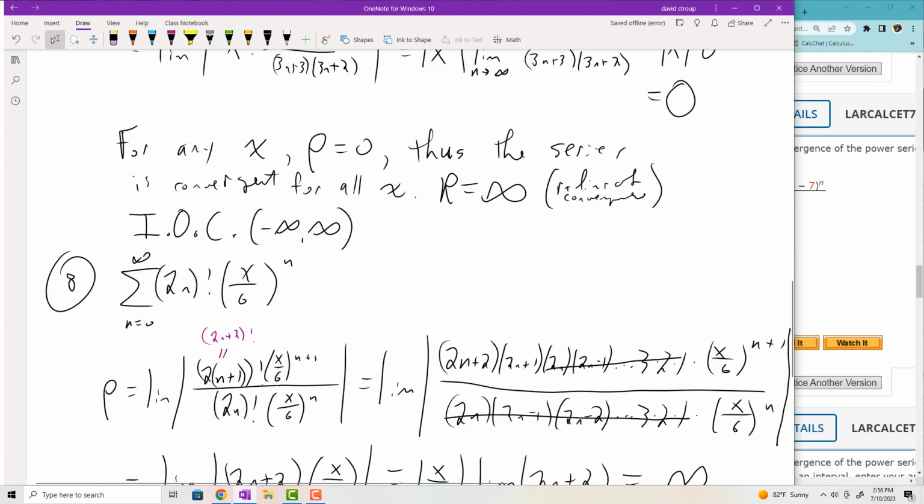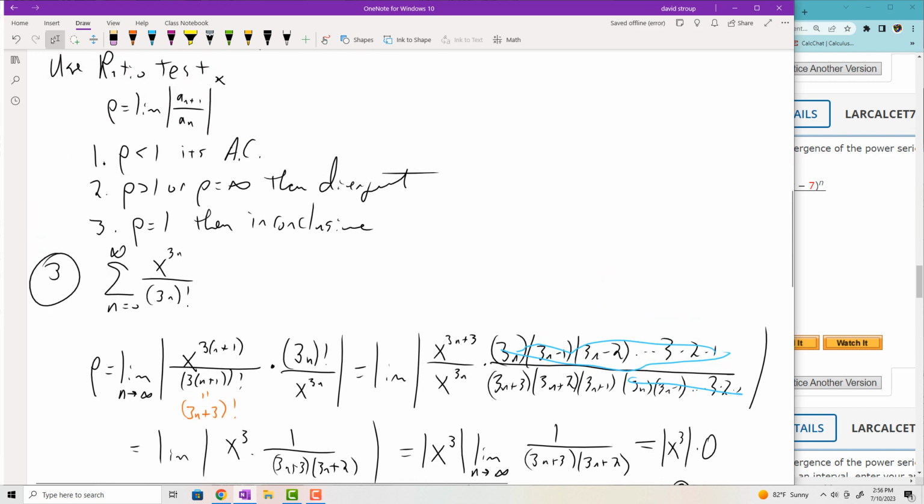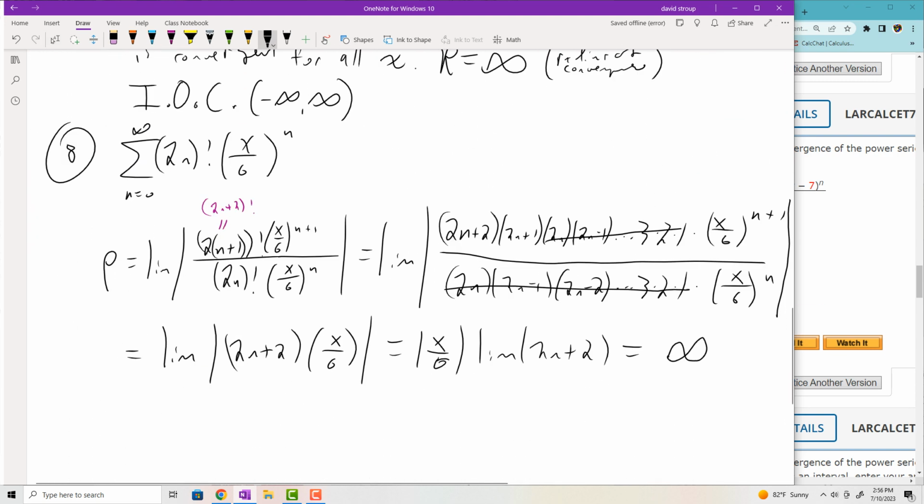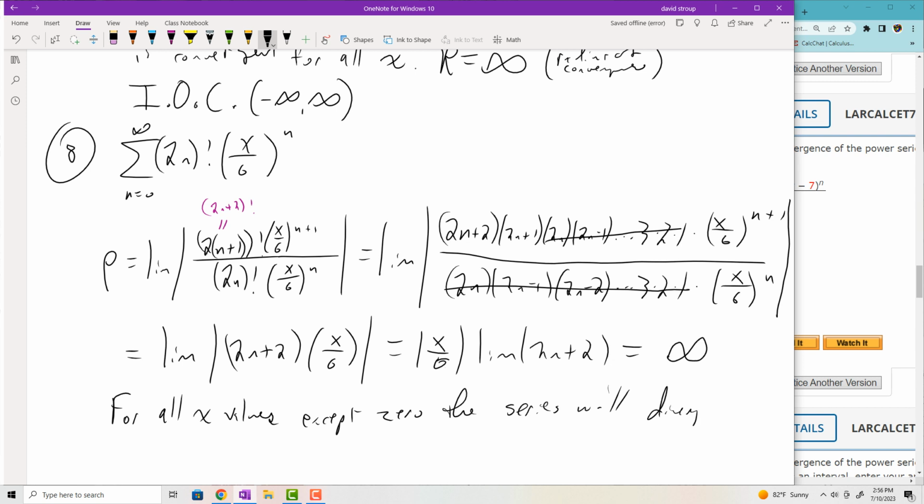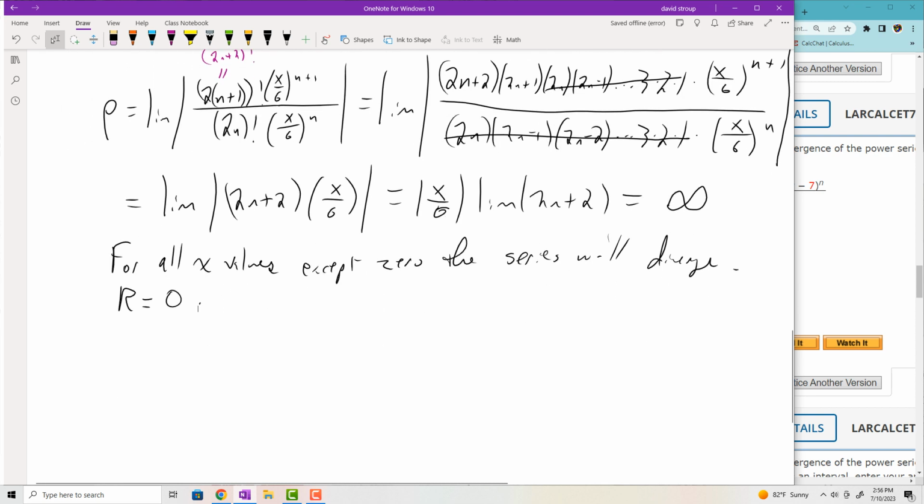But otherwise, it'll be infinity. And our ratio test says when it's infinity, it's divergent. So for all x values except 0, the series will diverge. Okay. And in that case, the radius of convergence is just going to be that value where it's converging. So r equals 0.